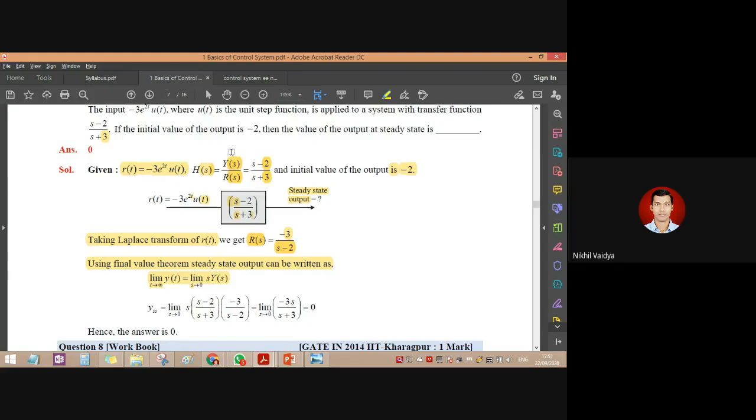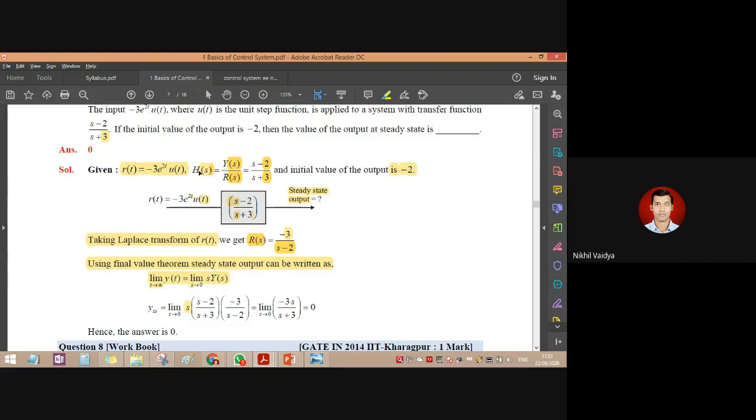So what is Y of S we will get here? From this formula, Y of S is H of s into R of s, so that is what we have written here. Therefore, Y steady state is equal to the limit s tends to 0, s into, and we have written this as it is. Next, Y of s. What is Y of s?